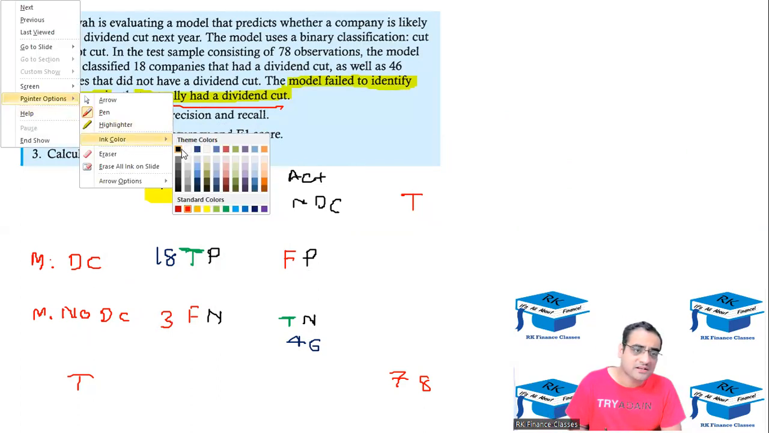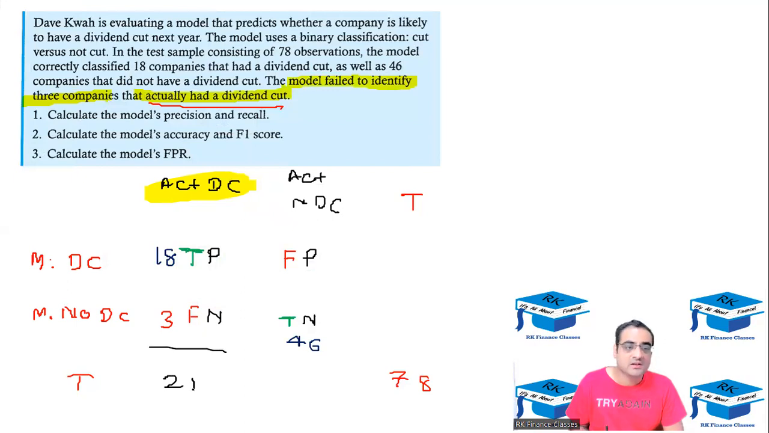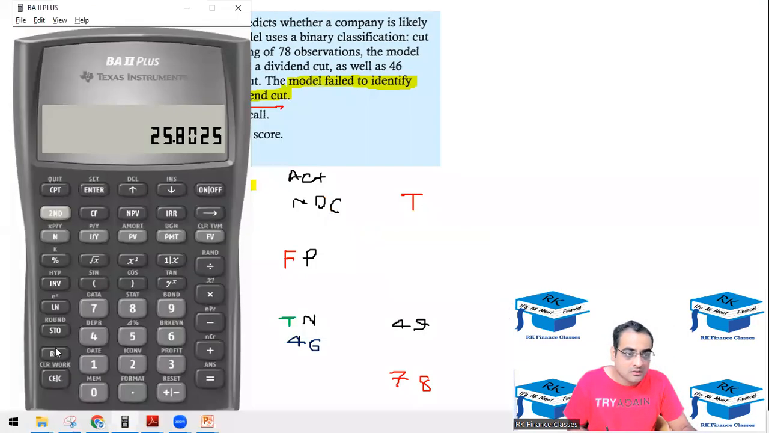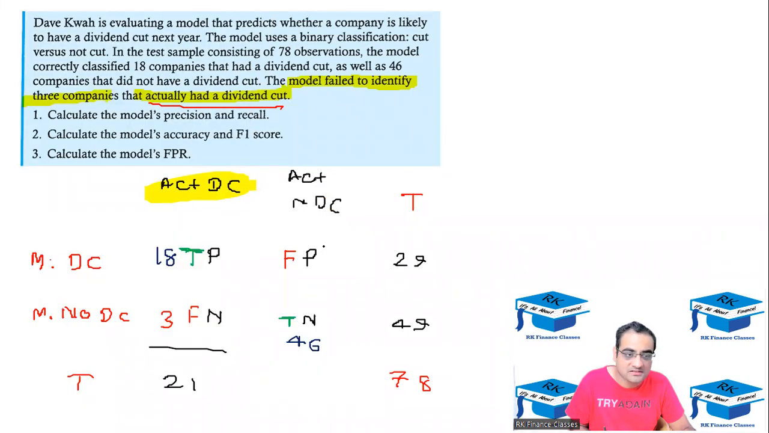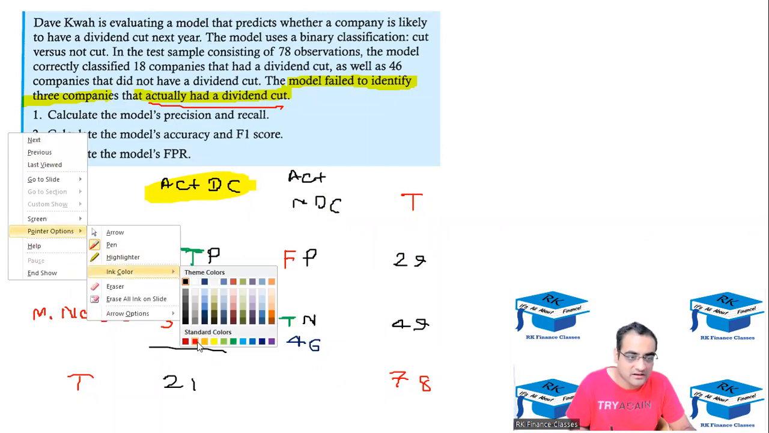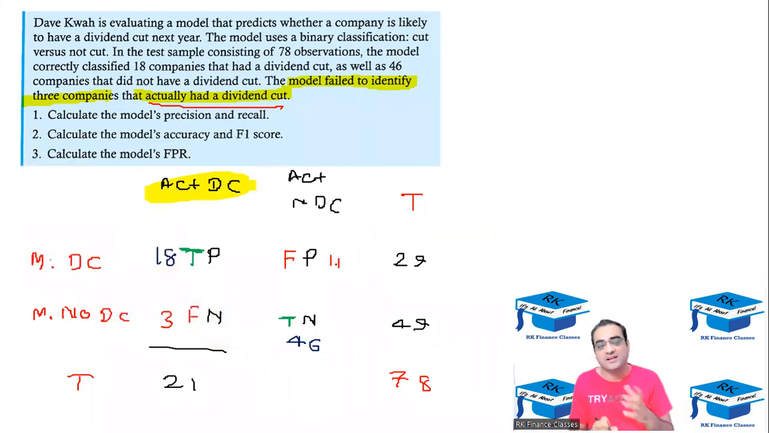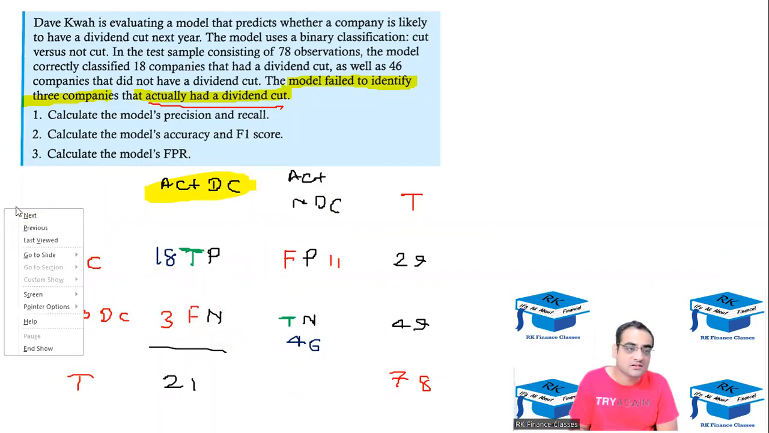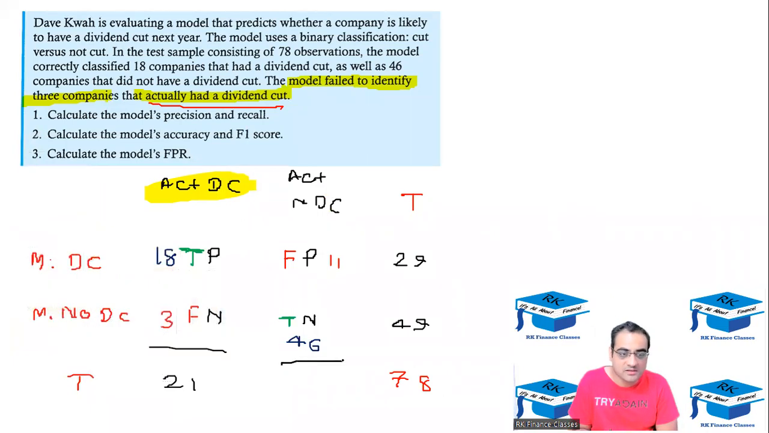So now we can fill up the entire table. 18 plus 3 would be 21. 3 plus 46 is going to be 49 over here. And 78 minus 49, that's going to be 29 over here. And then 18 plus 11, I'm just marking this with the red, that will be 29. Why red? Because that's a false number. And then together the total of 11 plus 46 is going to be 57. All right, so we filled up the table.